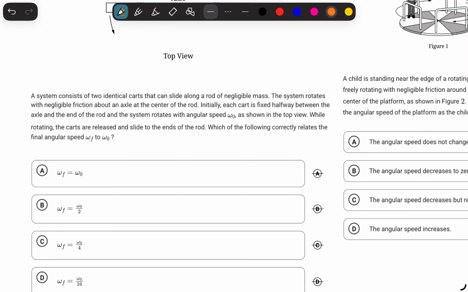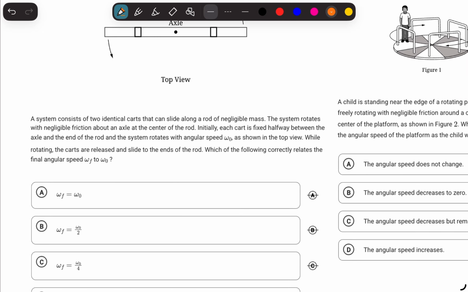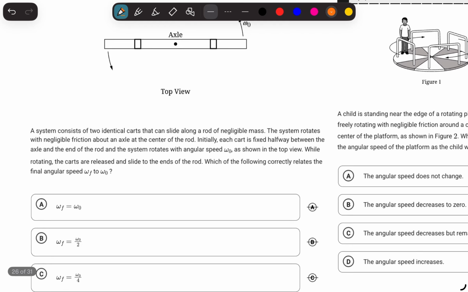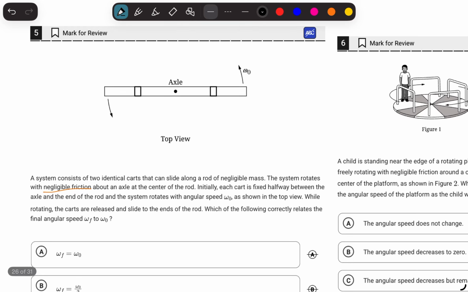So what we're going to do is, we have negligible friction. That means we have no net external torque, no friction. So that means we can say we have conservation of angular momentum. So L initial is equal to L f.